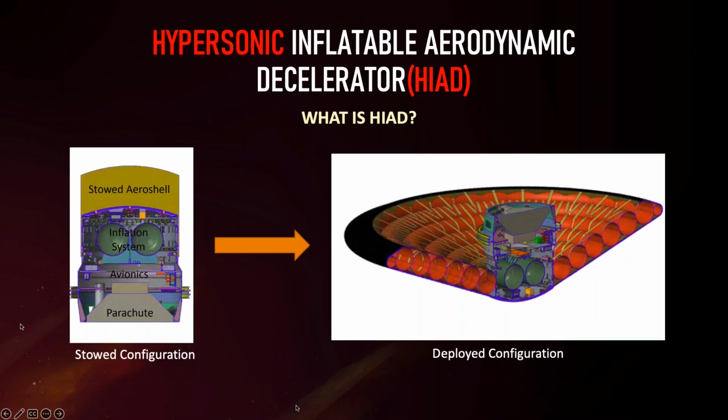So the second geometry is a hypersonic inflatable aerodynamic decelerator. Like I said, the purpose of it is to produce drag and slow down the vehicle as it enters the atmosphere, more particularly atmospheres where the density is much lower. A good example will be a Martian atmosphere.